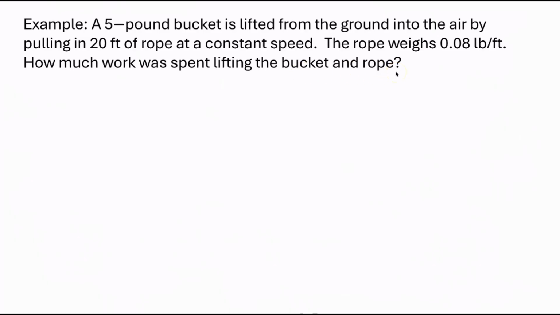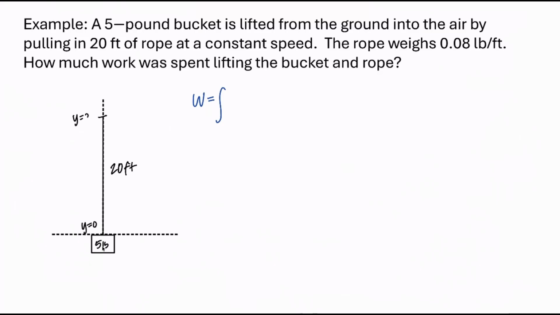All right, so let's draw a diagram here. Here we have our 20-foot rope, and it's holding our 5-pound bucket. To compute the work, we're going to need to integrate from some y value to some y value. So we have to put our horizontal and vertical axis somewhere. So I'm going to put my horizontal axis here where the bucket is, and then my vertical axis right along where the rope is. So we are going to be integrating from y equals 0 to y equals 20. So our limits of integration are going to be y equals 0 to y equals 20.